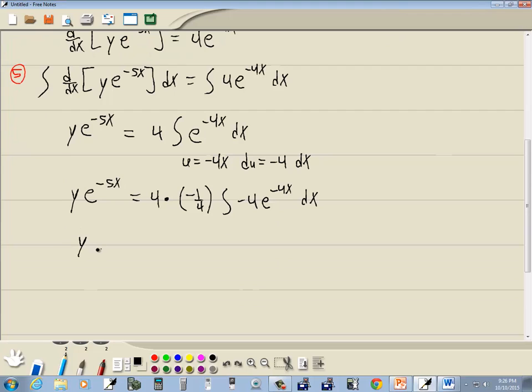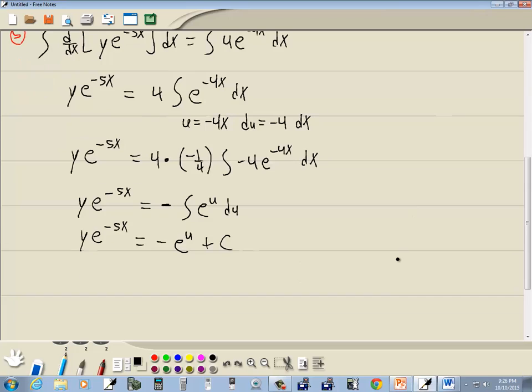So we got e to the negative 5x equals, those 4's cancel and gives us a negative. And this I can rewrite then as e to the u du with our u substitution. So we've got y e to the negative 5x equals negative, the integral of e to the u is e to the u plus c. Now we need to plug our u back in. So we've got y e to the negative 5x equals negative e to the, and u up here we said was negative 4x, and then plus c.